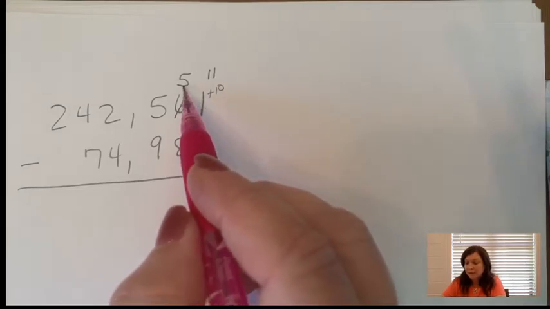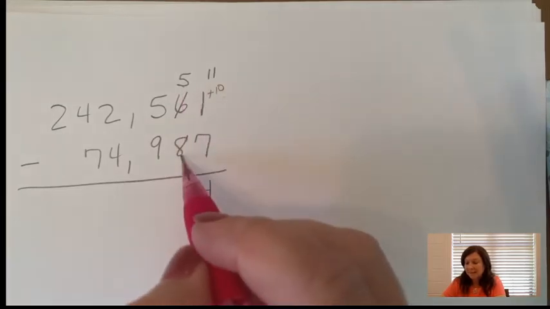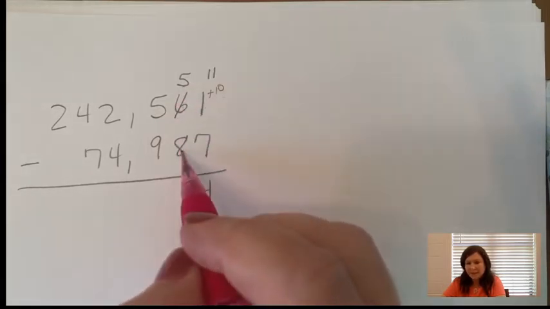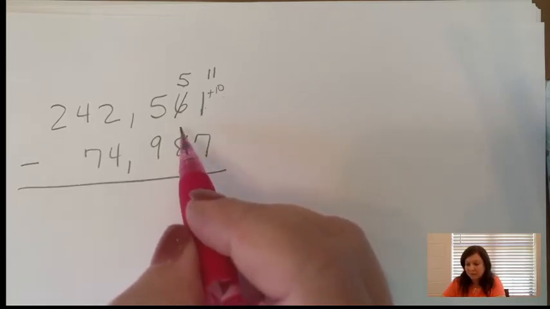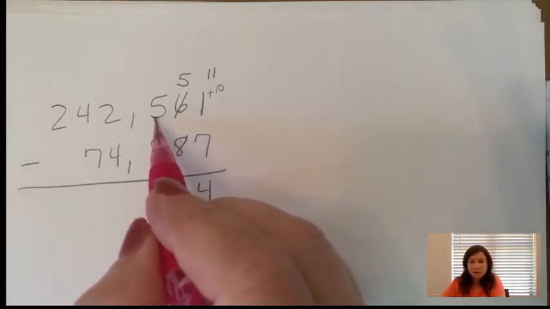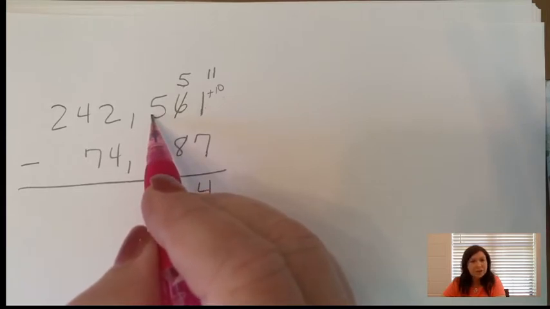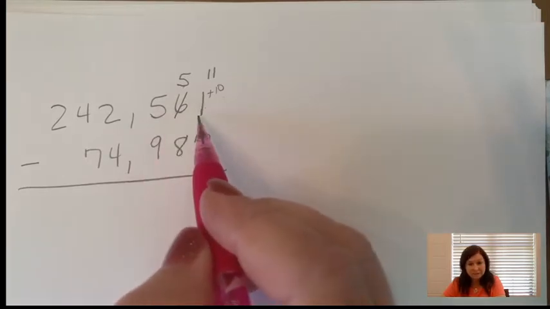We have 5 tens in our top number and 8 tens in our bottom number. Can we subtract 5 tens minus 8 tens? No, we cannot. Okay, you're correct. So that means we're going to have to come over to our hundreds and we're going to have to unbundle, or regroup, one of our hundreds and change it into tens.